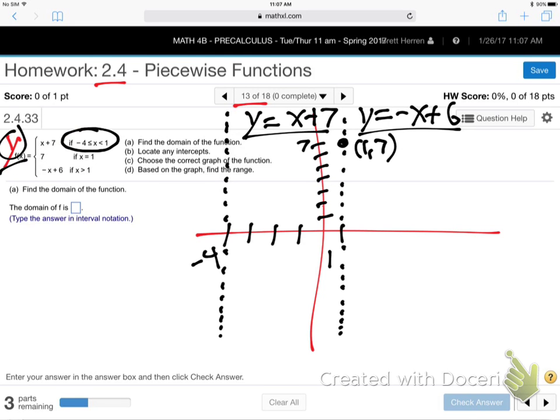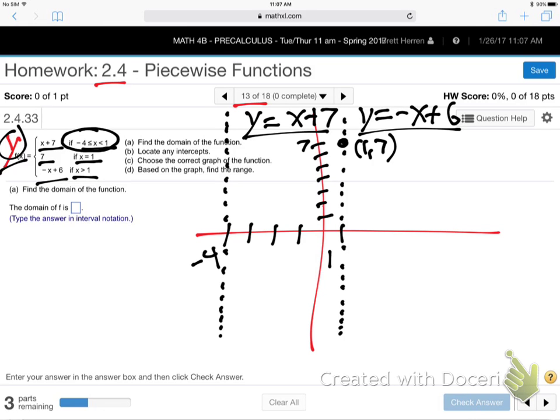A lot of times it doesn't matter, but in these piecewise graphs, it matters a lot. So you really need to pay attention to what they're saying about the x. They're saying when x is between negative 4 and 1, you've got to use the x plus 7 function. When it's right at 1, you've got to do 7. When it's to the right of 1, you've got to do negative x plus 6. Okay, so what do I do over here, left of negative 4? Nothing. There's no graph at all over there. Nothing at all.